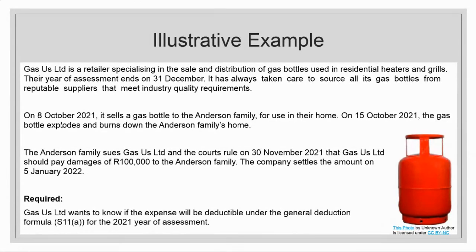Now, because their year end is 31st of December, the 2021 year of assessment would run from 1 January 2021 up to 31st of December 2021. Now, you can see from the information, most of it happened in the 2021 period, except for the settlement, which happened on the 5th of January, which is after our tax period end.